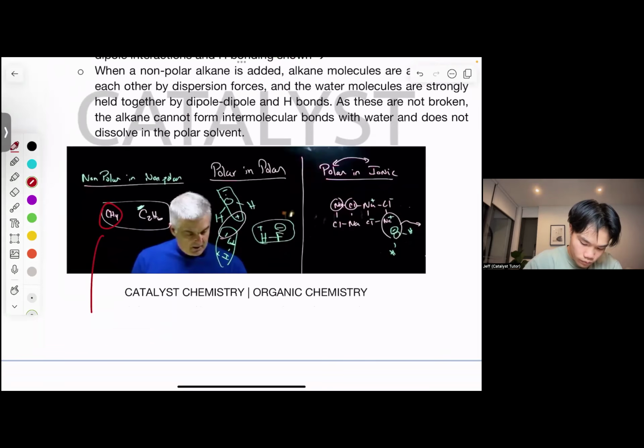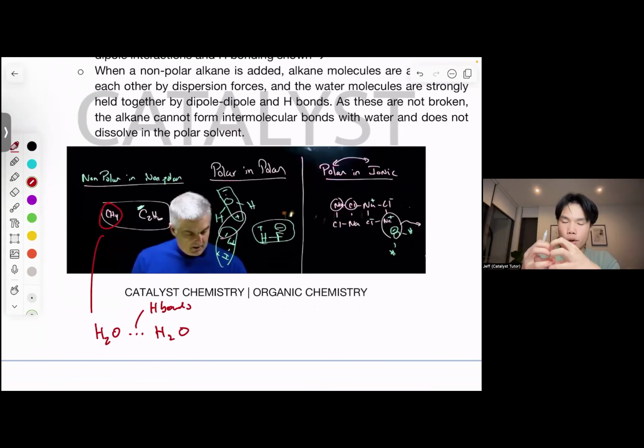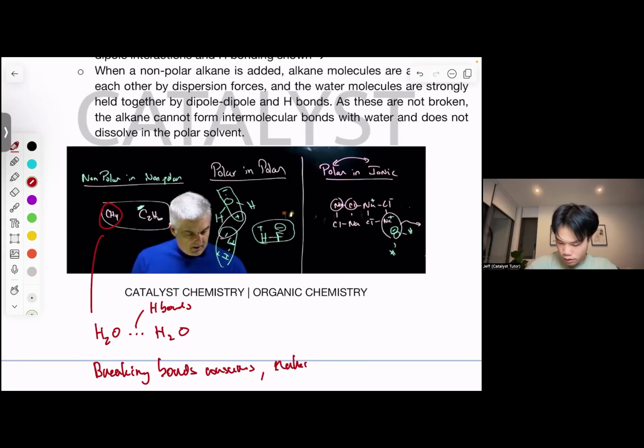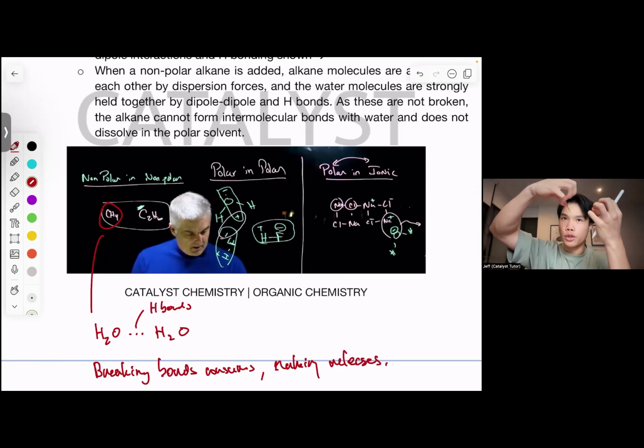methane into water, all the waters are bonded to each other by H bonds. In order to break a H bond, that requires a lot of energy because breaking bonds will take energy. That's important. Breaking bonds consumes energy, whereas making releases energy. So when you're talking about dissolving, it's a process of breaking an intermolecular bond and forming a new one. Then that substance that formed that new bond is dissolved in the substance that it's bonded with.